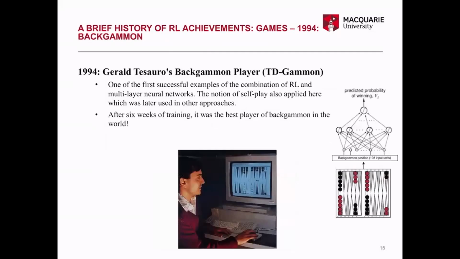Then we have Gerald Tesauro in the late 1980s and early 1990s. He developed TD-Gammon, an intelligent agent using a reinforcement learning algorithm, TD-lambda, and that's why it was called TD-Gammon. It was one of the first successful examples of combining reinforcement learning and multi-layer neural networks. The notion of self-play was also applied here, though it wasn't introduced here. It was also used in later approaches such as AlphaGo and AlphaGo Zero in 2015 and 2017.